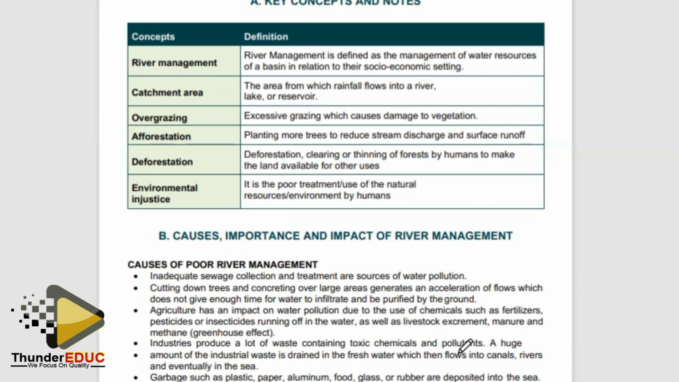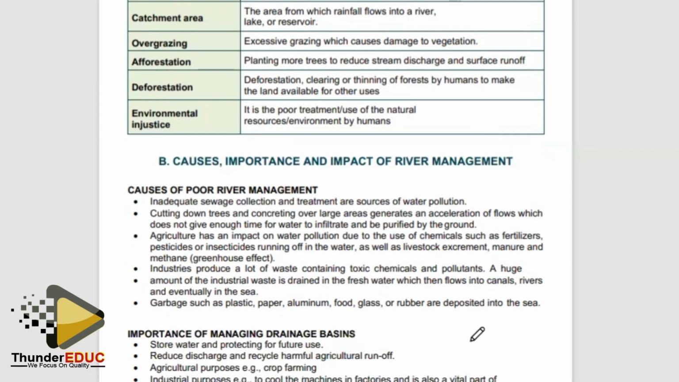We have poor river management. We are saying we are failing to manage effectively our water resources or our wetlands. That is poor river management. And what causes such is indicated, for example, inadequate sewage collection, or cutting down trees, or agriculture, which causes pollution because of fertilizers. That is poor river management. If we cause those activities, we are poorly managing our rivers.